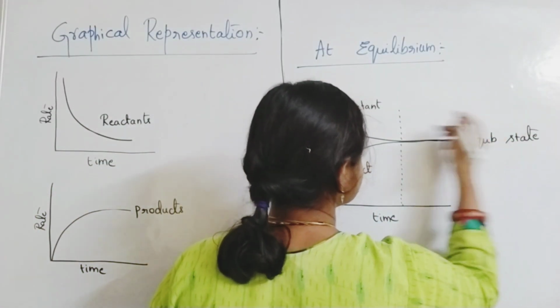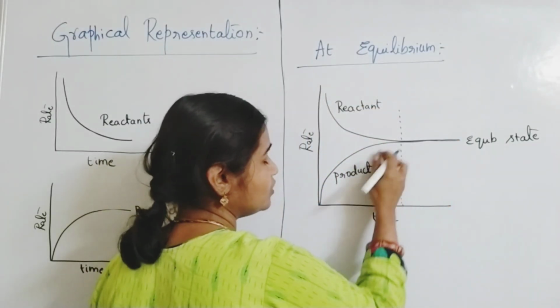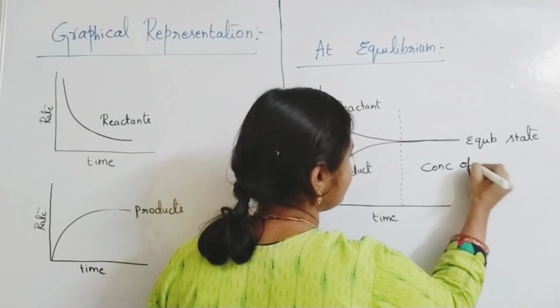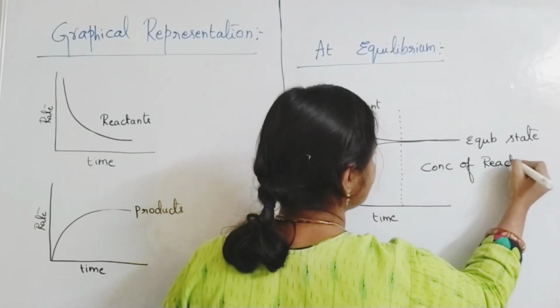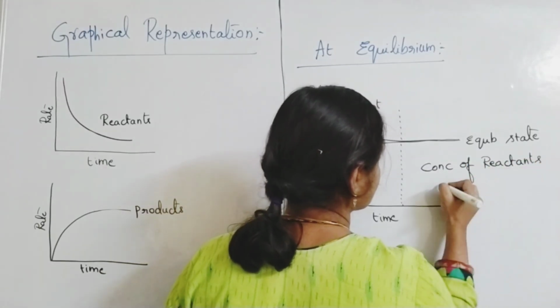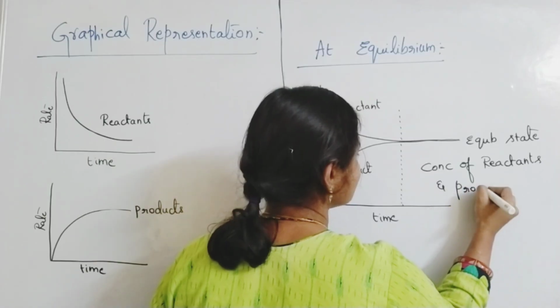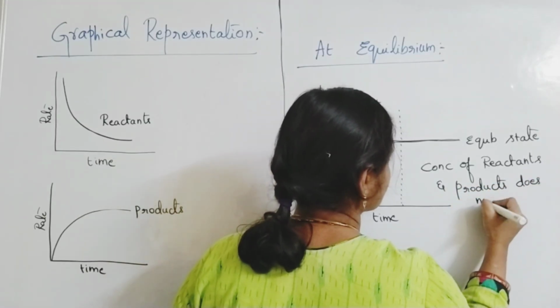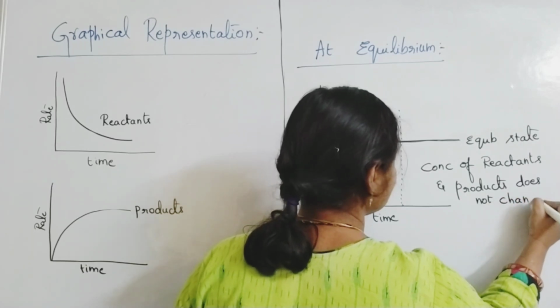And this states that as both the graphs are coinciding, the concentrations of A and B, or concentration of reactants and products, does not change. Okay, now concentration of reactants and products does not change. So that is the meaning of this graph.